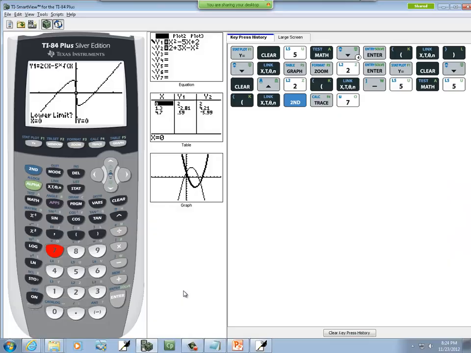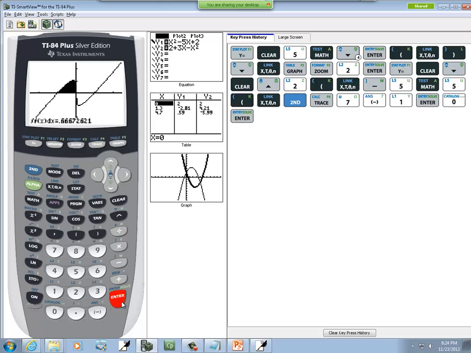And what did I say? From negative 1 to 0. So negative 1, inner, 0, inner. 0.6667. Of course, they got some rounding errors, some approximation issues there.